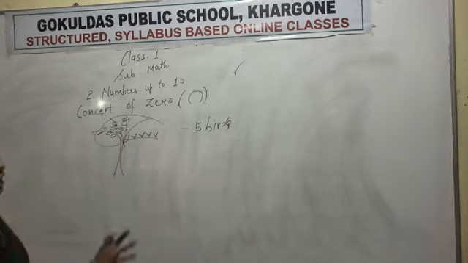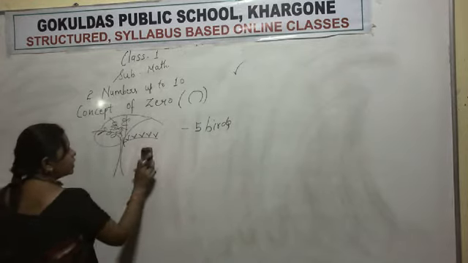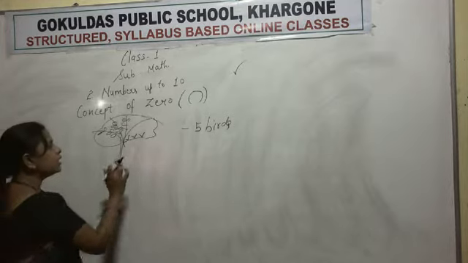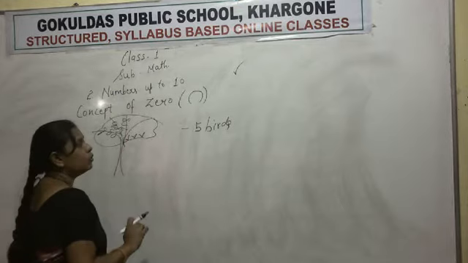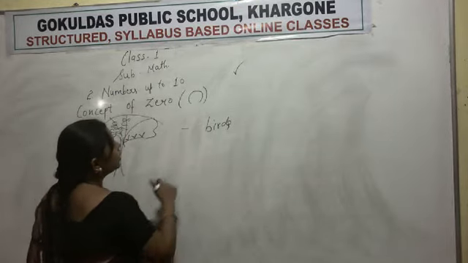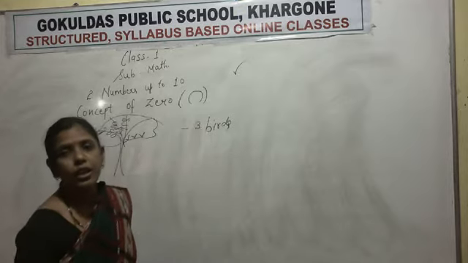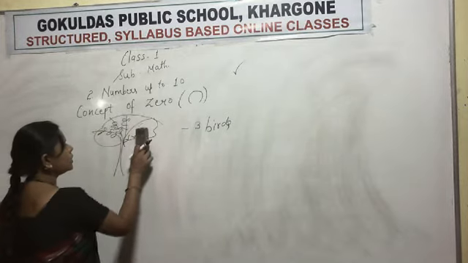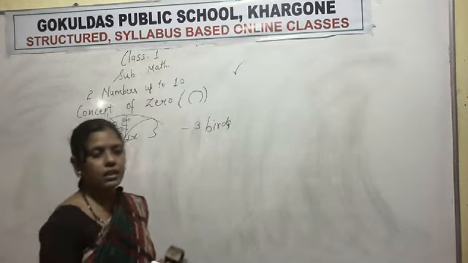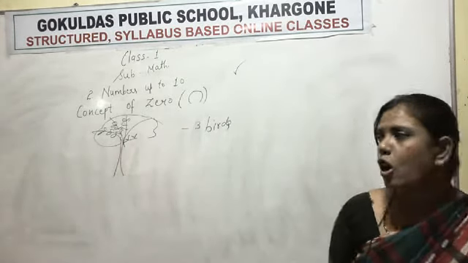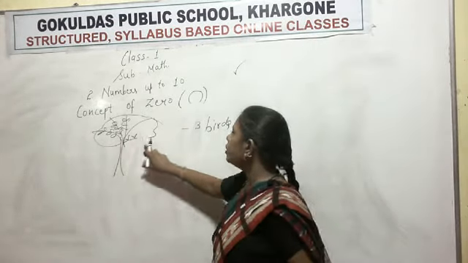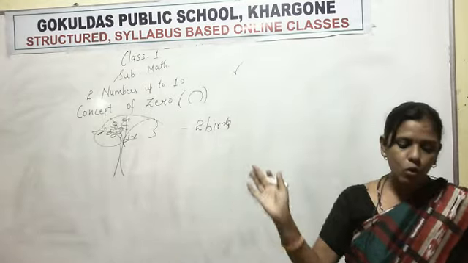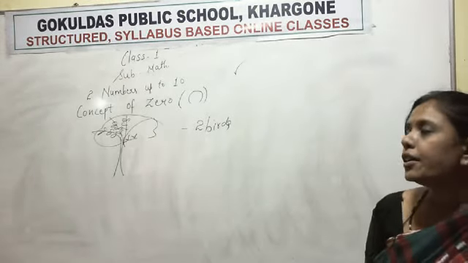Now 2 birds fly together. Now see how many birds are sitting on the tree. 1, 2, 3. Only 3 birds are there. Suppose one more bird flies. Now how many birds remain? 1 and 2. Only 2 birds are there, and the rest of the birds fly and go to another tree.